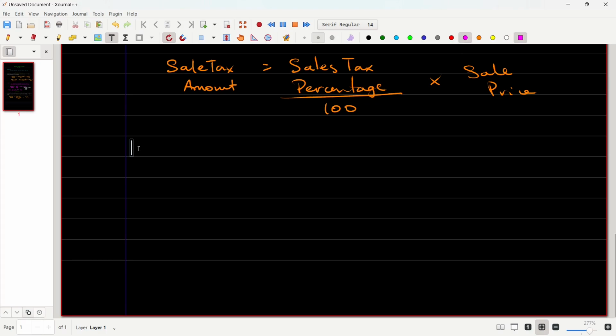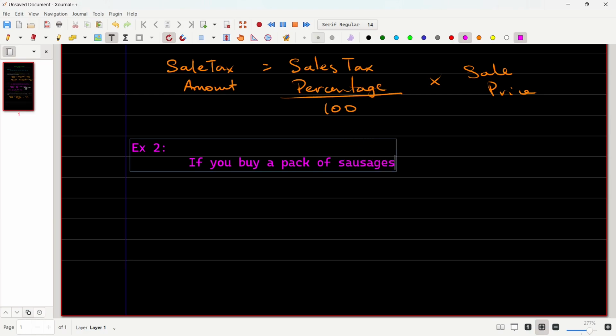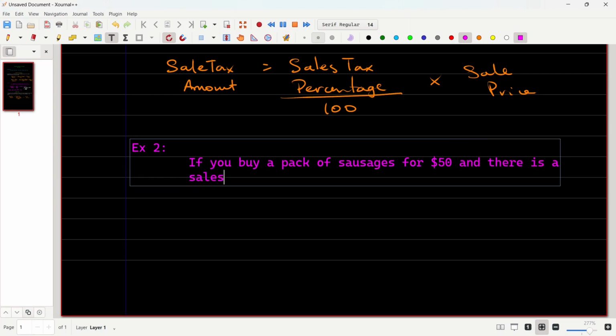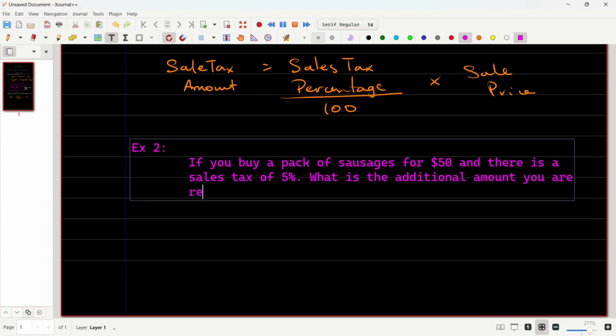So we go here, example 2. And the question is, if you buy a pack of sausages for $50 and there is a sales tax of 5%, what is the additional amount you are required to pay?